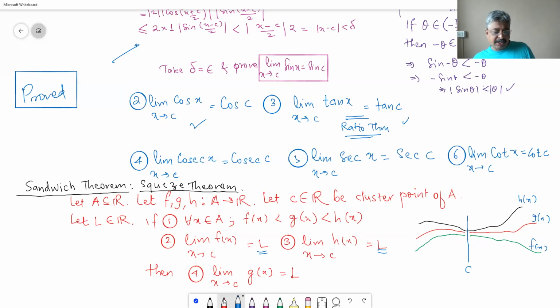G of x just cannot disappear like this, go somewhere and come back. It cannot happen because of condition number one, that g of x is always between the two. So it cannot just go out. It has to be well behaved. That is the geometric representation of the squeeze theorem. However, we understand that it is going to happen. Intuitively, it is going to be correct, but we need to spend time writing the correct epsilon delta proof of this. I give you 7 minutes.